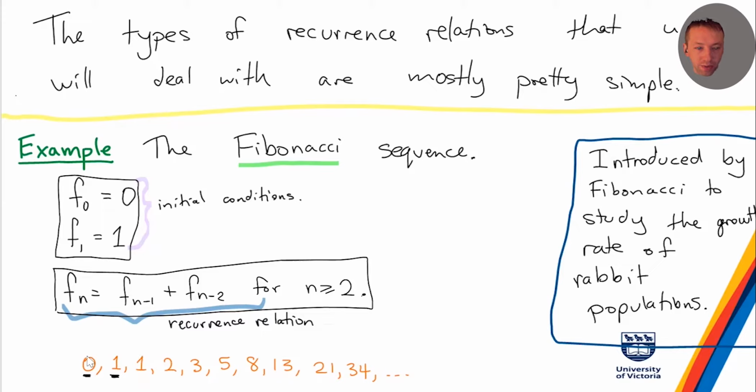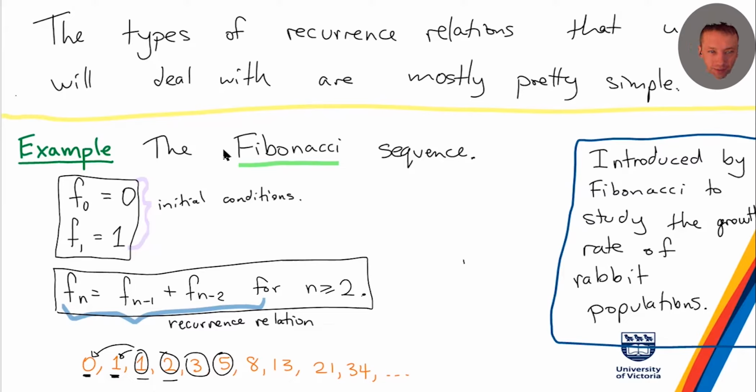So it's 0 plus 1 is 1. This one is 1 plus 1 is 2. So for this one, I add up the 2 and the 1, I get 3. And then 2 plus 3 is 5. 3 plus 5 is 8, and so on and so forth. Is this example clear? And are these definitions okay? Recurrence relation and stuff like that.